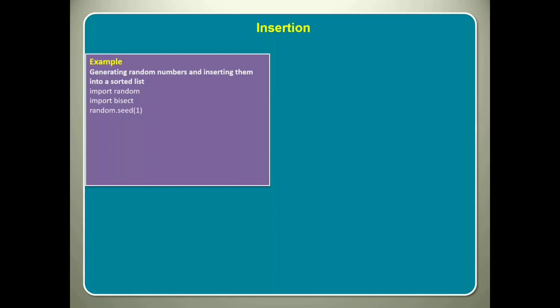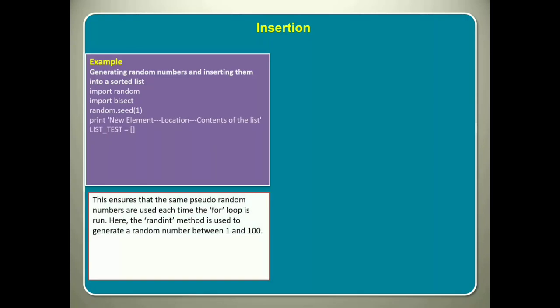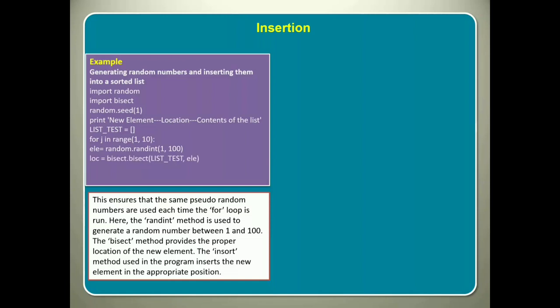The random module has the seed method, which uses a constant seed. This ensures that the same pseudo-random numbers are used each time the for loop is run. Here, the randint method is used to generate a random number between 1 and 100. The bisect method provides the proper location of the new element. The insert method used in the program inserts the new element in the appropriate position.